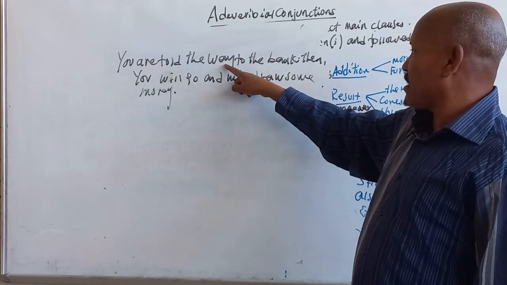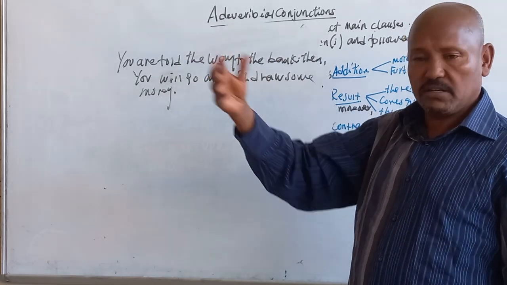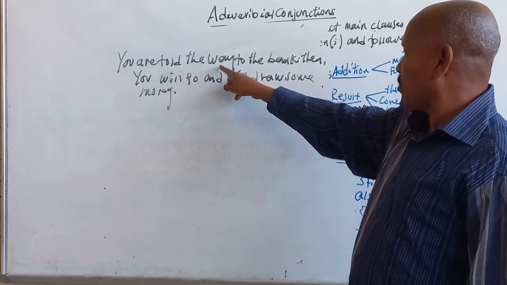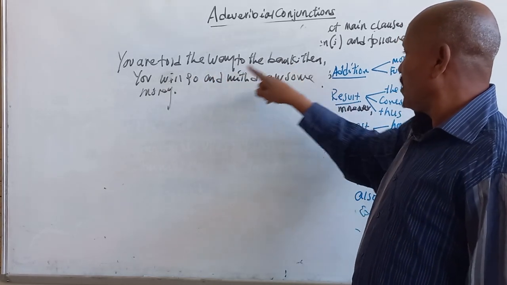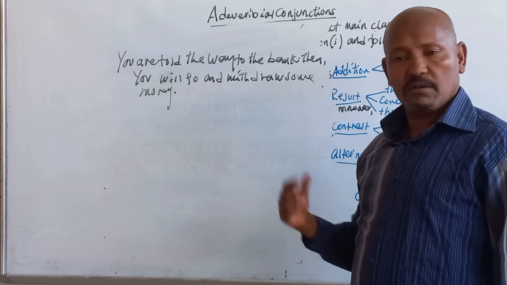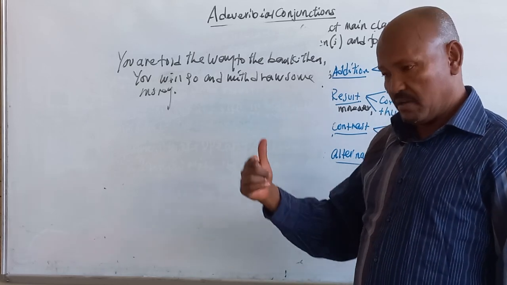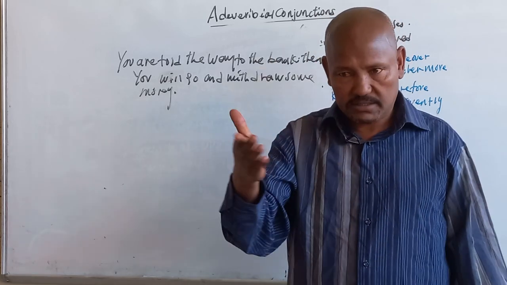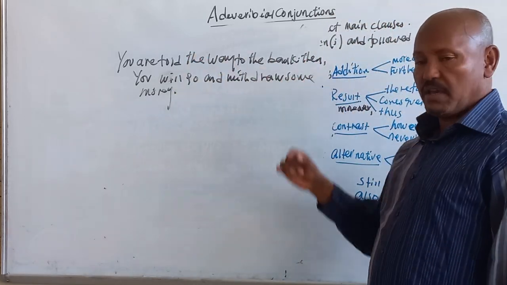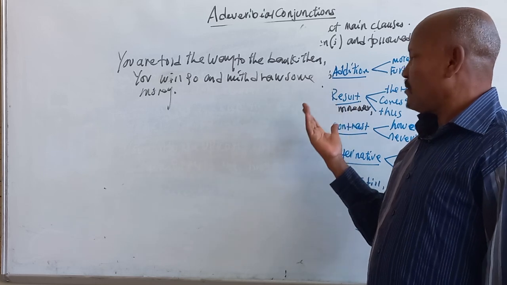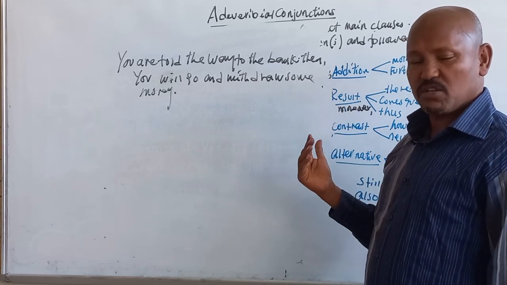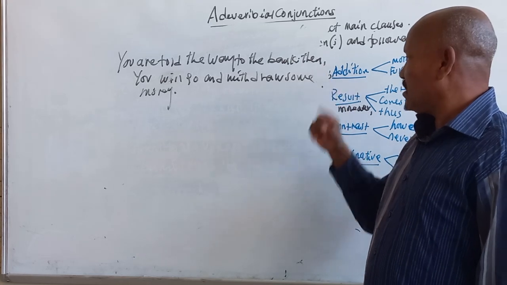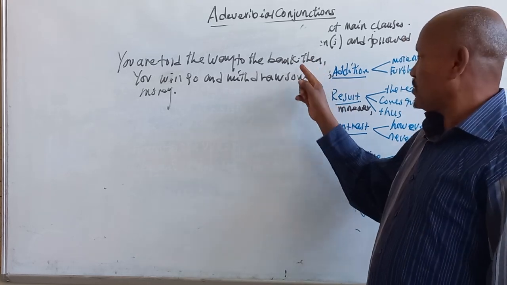You are told the way to the bank and then here you will go and withdraw the money. Yeah, complete meaning here. And then means next, right? Then means next. There is a semicolon and comma here. Sometimes a semicolon is not needed in the case of this conjunction then, but in this case it's very important and expressed with a semicolon.